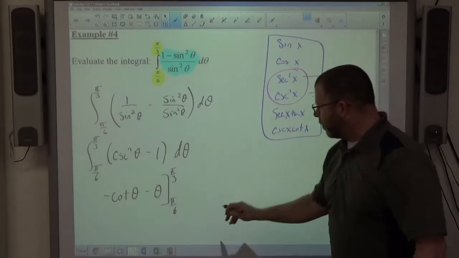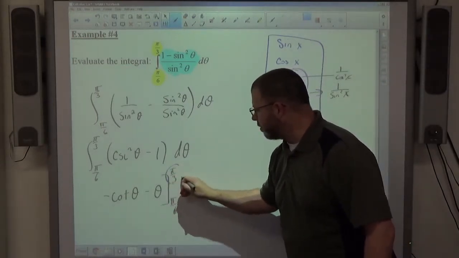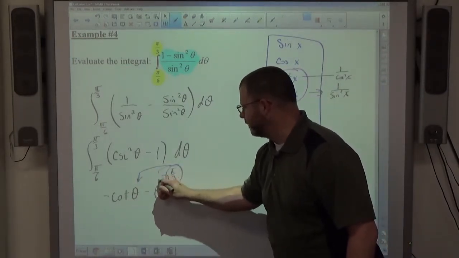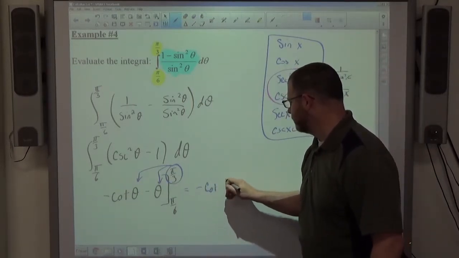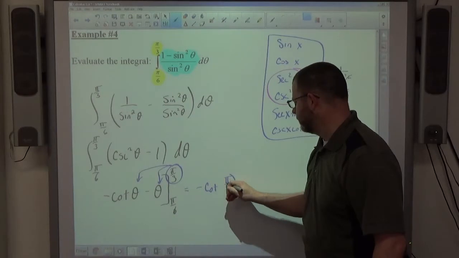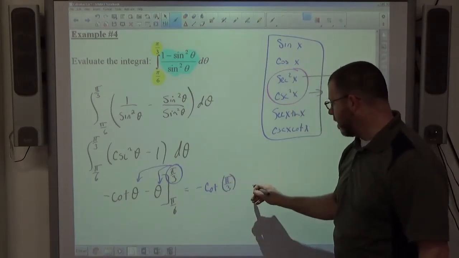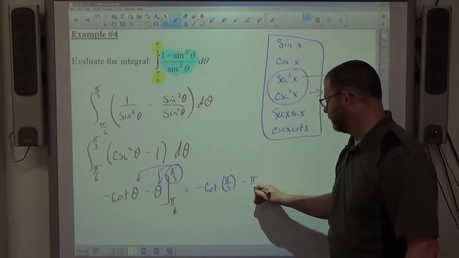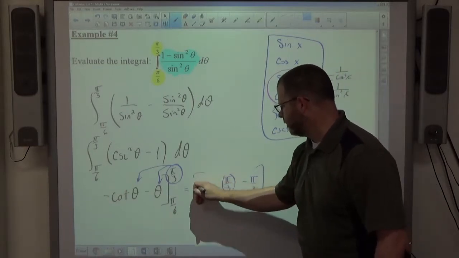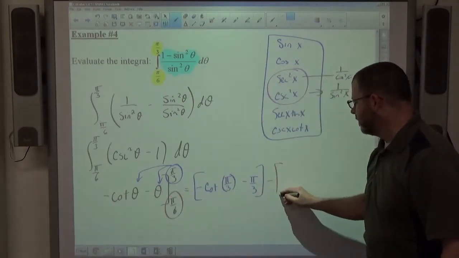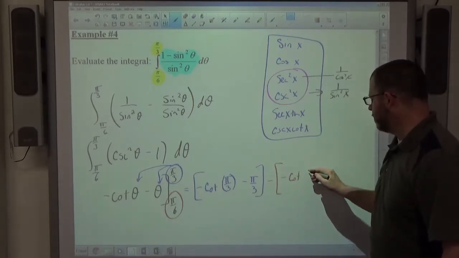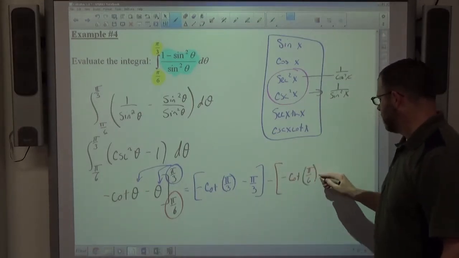Now it's time to evaluate. So I'm going to put pi over 3 in for theta first. I'm going to get negative cotangent of pi over 3 minus pi over 3. Then I'm going to put pi over 6 in. I'm going to get minus negative cotangent of pi over 6 minus pi over 6.